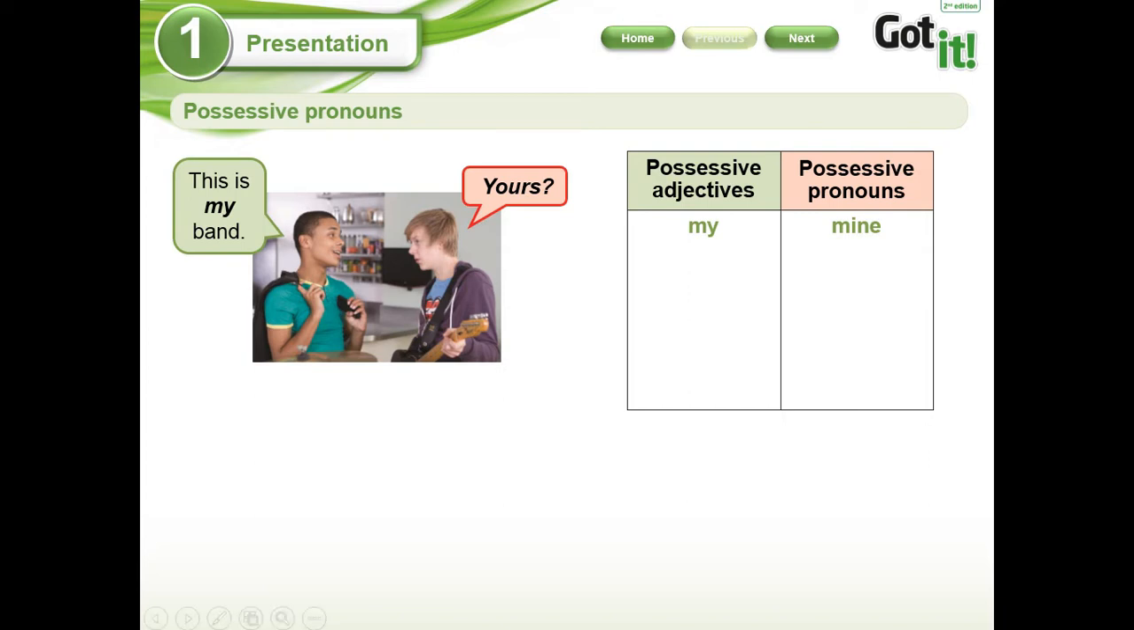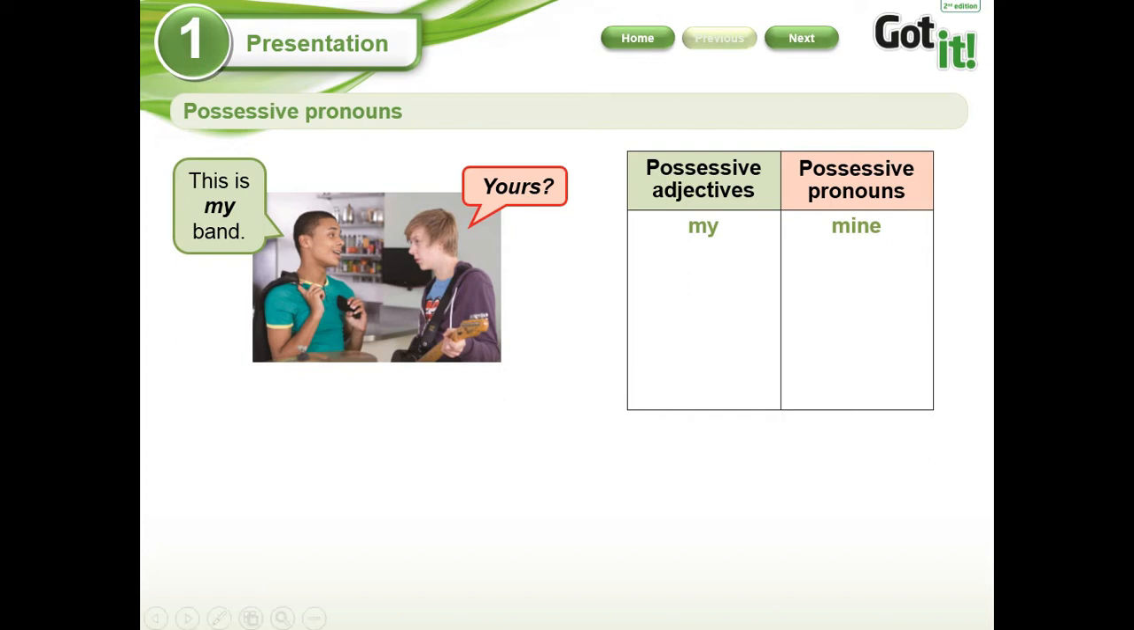As I told you before, do not forget that a possessive adjective is never alone. Nunca está solo. It's always with a noun, siempre está acompañado de un sustantivo. But on the other hand, just verify and see that yours is alone. Yours está solo. Entonces la conclusión es que el possessive pronoun is always alone. Siempre está solo.